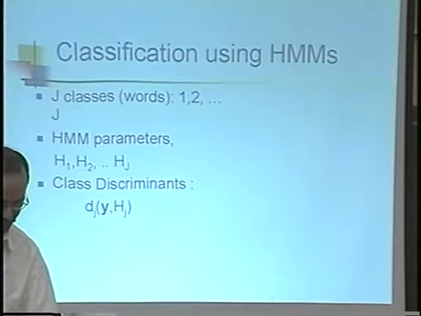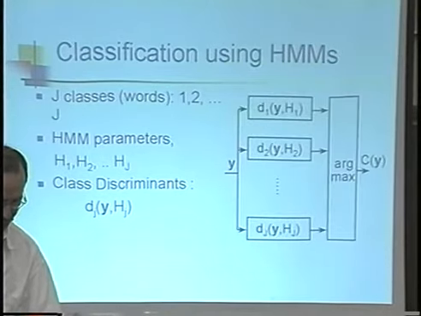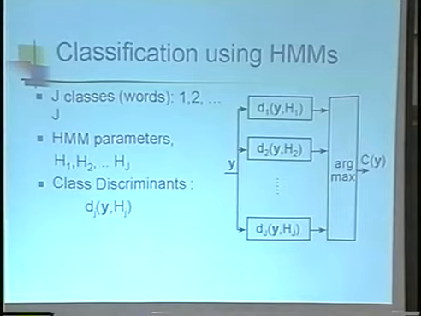Okay, but it all boils down again to our canonical form of classification. We just have a bunch of discriminants, and we're going to choose the maximum. The discriminants now depend on H. Unfortunately, H here stands for HMM, not for the entropy. So a particular model, and we're going to choose the class for which a model produced the highest discriminant.